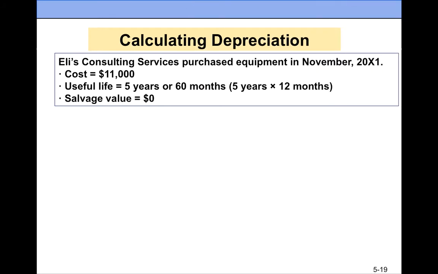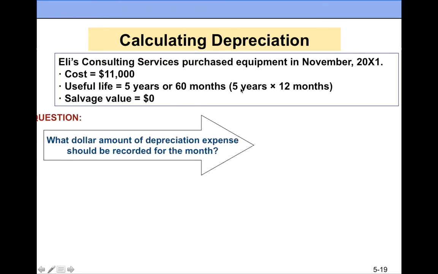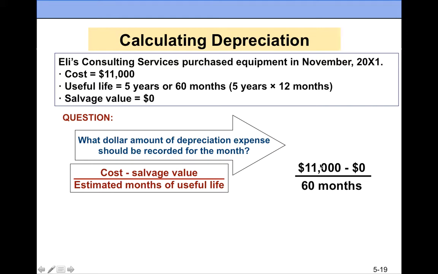So here's an example. We buy equipment in November. We're going to use it for 5 years, which is equal to 60 months, 12 months multiplied by 5 years. The cost is $11,000 and we estimate that the salvage value is 0. So for many assets, the salvage value will be 0. We believe that in 5 years, nobody will want this piece of equipment. So we calculate the formula: cost minus salvage value divided by useful life in months. If I'm asked to calculate depreciation for 1 month, we calculated and it's $183.